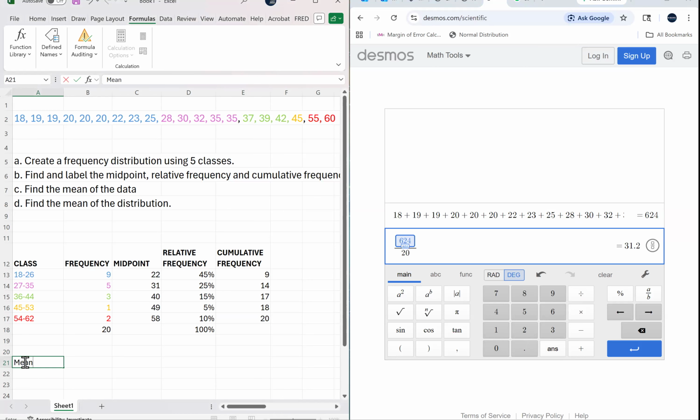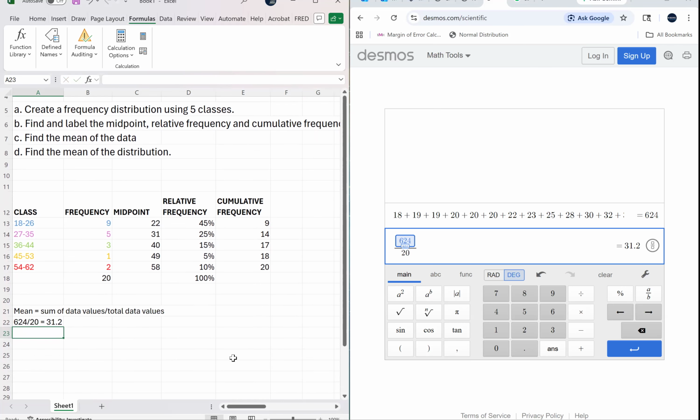So mean, I'm just going to write down what we just did. We did the sum of the data values divided by total data values. And for us, we ended up with a sum of 624 divided by 20, which got us 31.2. So that is the mean, that is the average, and that is part C.